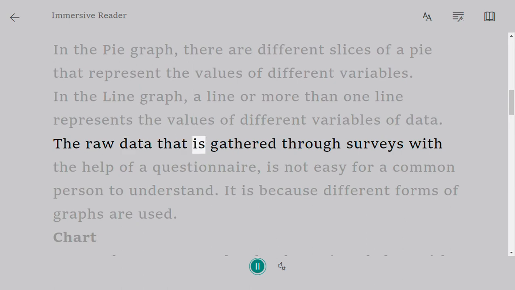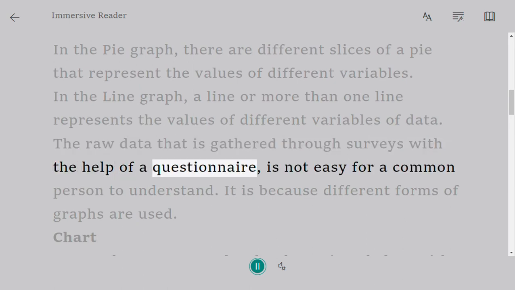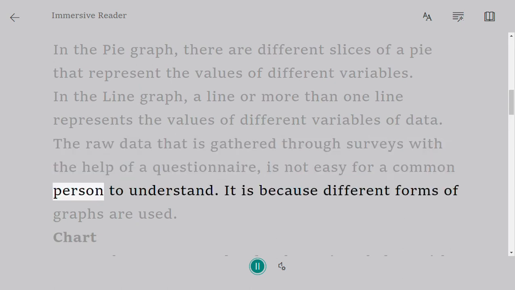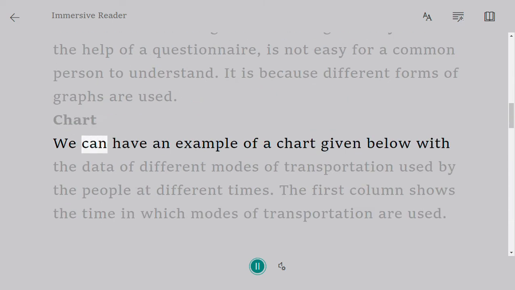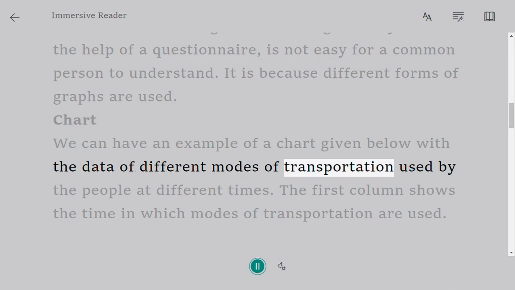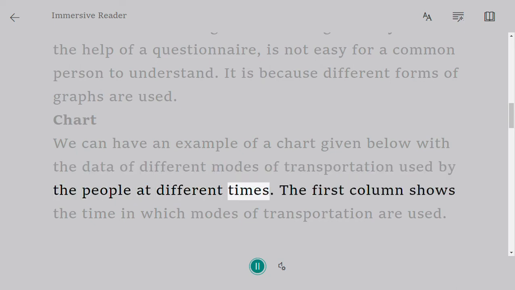The raw data that is gathered through surveys with the help of a questionnaire is not easy for a common person to understand. It is because different forms of graphs are used. Chart. We can have an example of a chart given below with the data of different modes of transportation used by the people at different times.